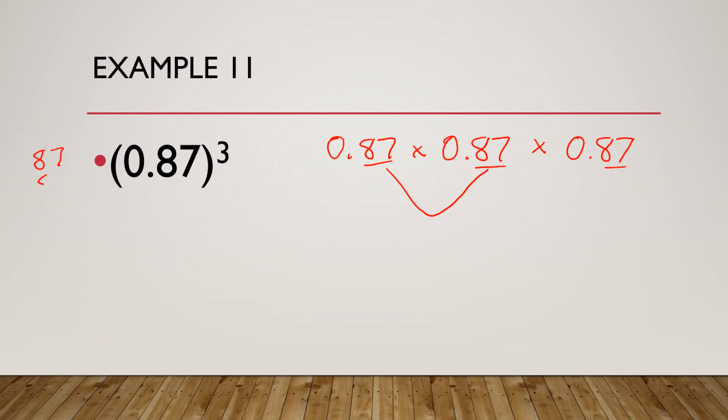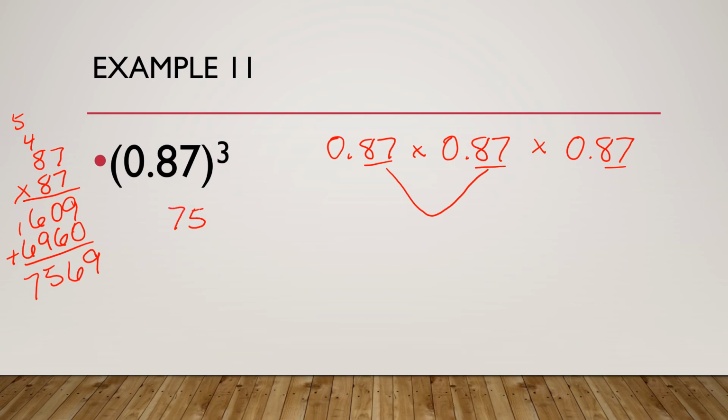So 87 times 87. 7 times 7 is 49. 7 times 8 is 56. Plus that 4 makes 60. 0 to fill in. So then 8 times 7, again, is 56. Carrying a 5 this time. 8 times 8 is 64. Plus that 5 is 69. We're going to add those up. 9, 6, 15, carrying a 1. 6 and 1 is 7. So we have 7,569.